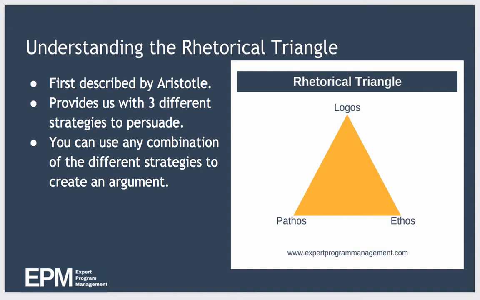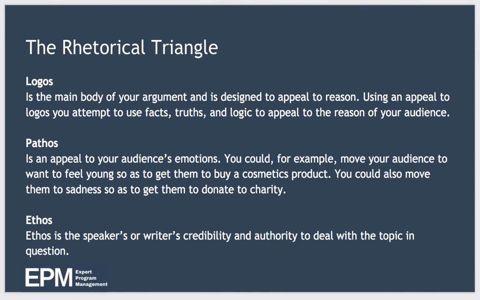Now, the rhetorical triangle basically gives us 3 methods of persuasion. You could make an argument using just one of the methods, or you could combine any 2 methods or even any 3 methods. So what do each of the points on the triangle mean? Well, first, logos. This is the main body of your argument and it's designed to appeal to reason. Now, using an appeal to logos, you basically attempt to use facts, truths, and logic to appeal to the reason of your audience.